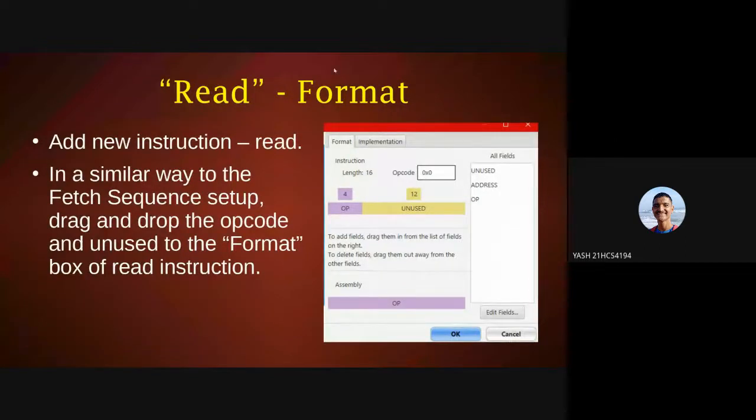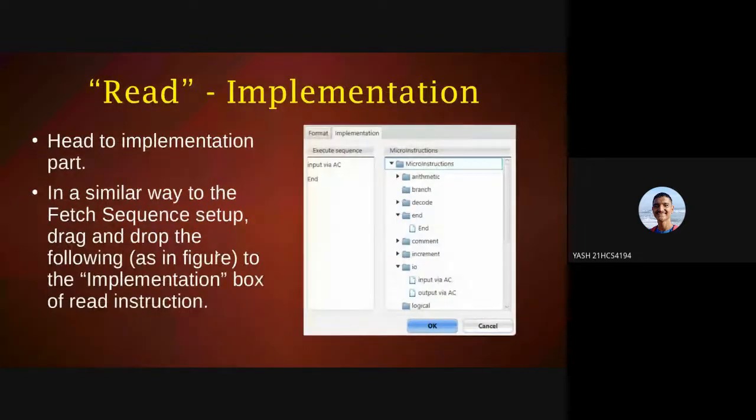In a similar way to the fetch sequence setup, we will drag and drop the OP code from here and the unused part from here. This will be almost similar, but the implementation of each instruction will be different. For the implementation part of the read, we will take the input via the accumulator and then end. So this will be just our read statement. We need to read the data from the user input and then store it into the accumulator.